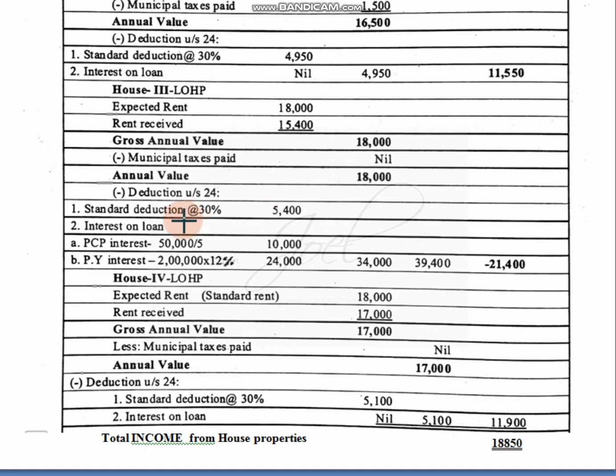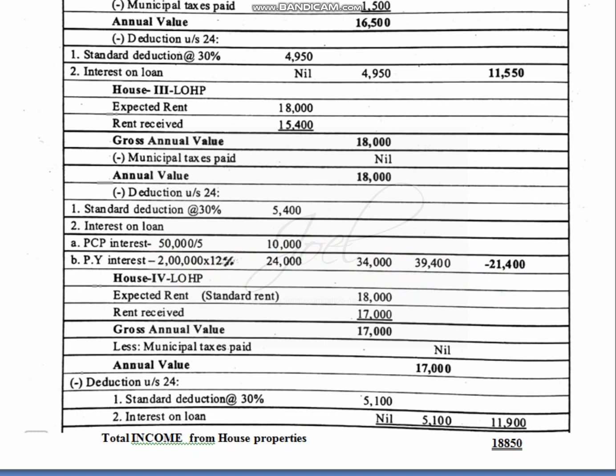Then the third house was also a let out house property. It was 18,000, rent received was 15,400, no vacancy period. So 18,000 is the annual value. Only one deduction of 30%. One more is pre-construction period interest, we worked out in the working note. Then current year interest, the loan was outstanding for that current year. So 34,000 when you deduct, you will get 39,400.